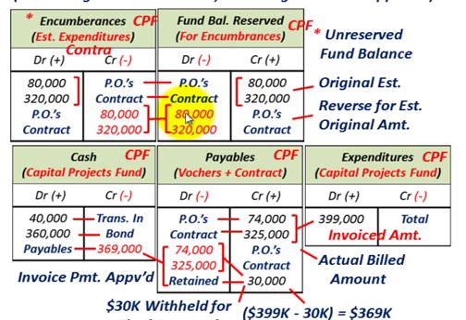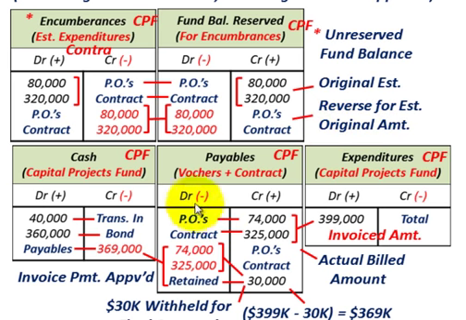We no longer have a reserve on it because we received those POs and they're going in the contract, and they're going in as a liability, or in our payables here. So debit that for $80,000, and that's for POs, and also debit for our contracts for those $320,000. So our encumbrances are sitting at 0, and our fund balance reserve is sitting at 0. Just remember, use the original estimate when you're reversing those amounts versus the actual amount.